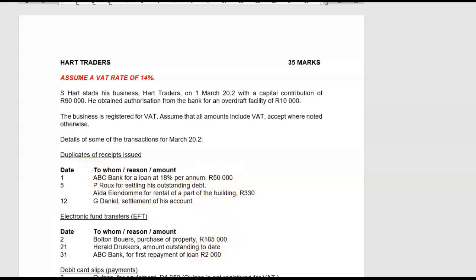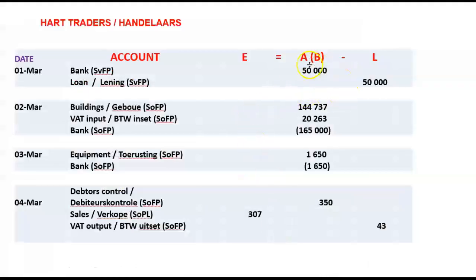So what has happened? Our bank account has increased with 50,000 Rand. So bank, statement of financial position, 50,000 under assets. And then under liabilities, our liability, statement of financial position, has also increased with 50,000 Rand.